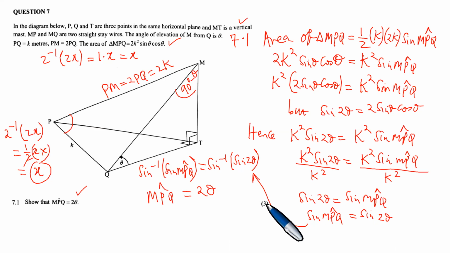You would have just shown that from the fact that the sine of MPQ is the sine of 2 theta, it means that MPQ equals 2 theta. Because the sine of something equals the sine of something else, it means the angles are the same, in the event that the sine function is a 1-to-1 function. Looking at the angle, 2 theta is mostly an acute angle.